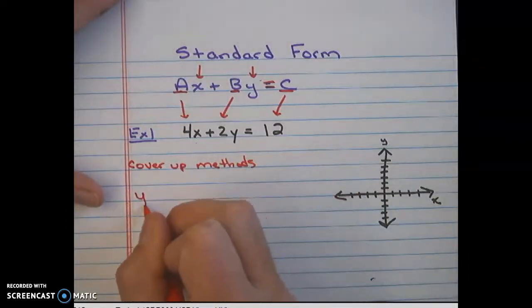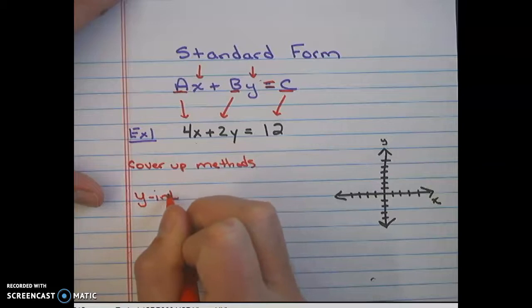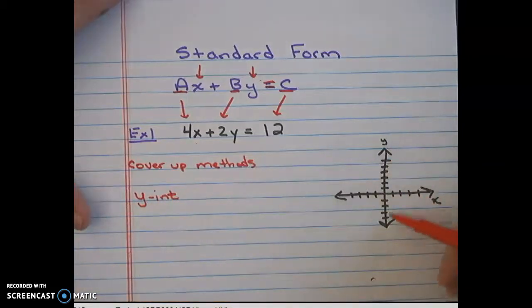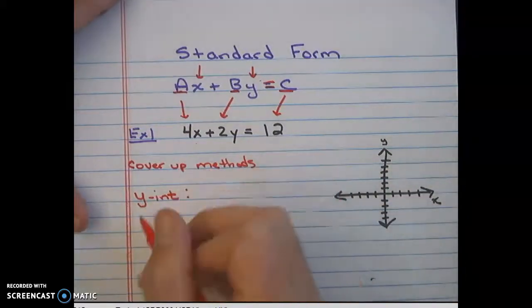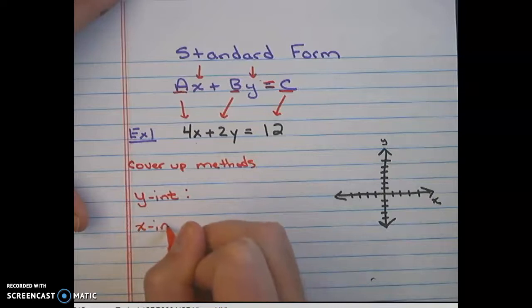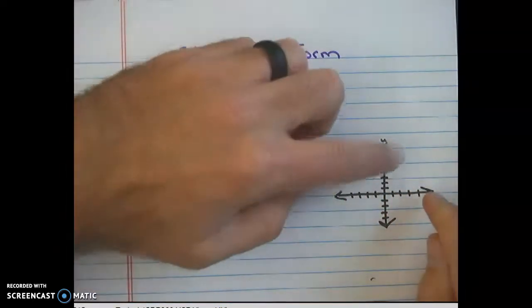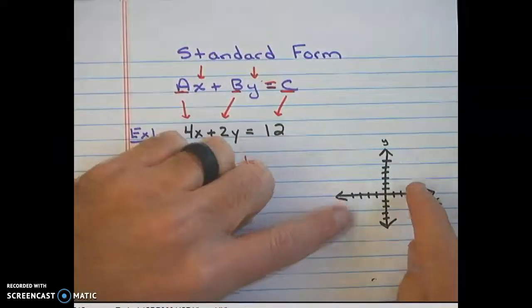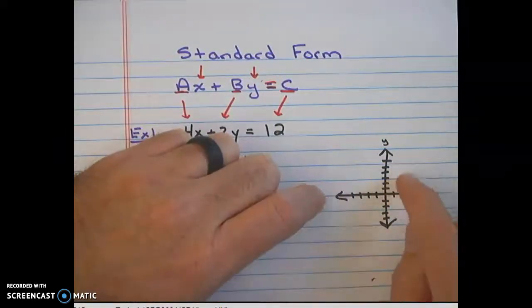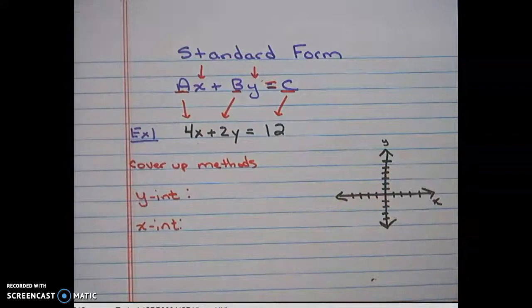We can find the y-intercept. Remember, the y-intercept is where the graph is going to touch this axis, so I can figure out where the graph is going to touch here. And I can also find the x-intercept, so I can figure out where the graph is going to touch the x-axis. So if I know it touches here and here, I can draw the line. As long as I know what the intercepts are, I'll know what the function looks like.